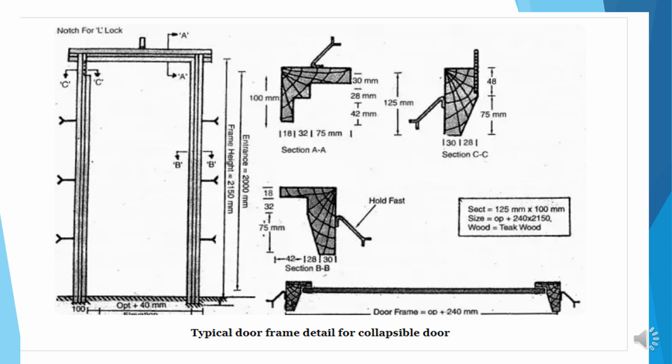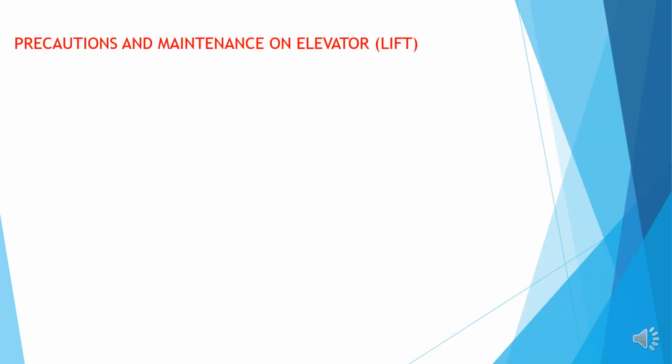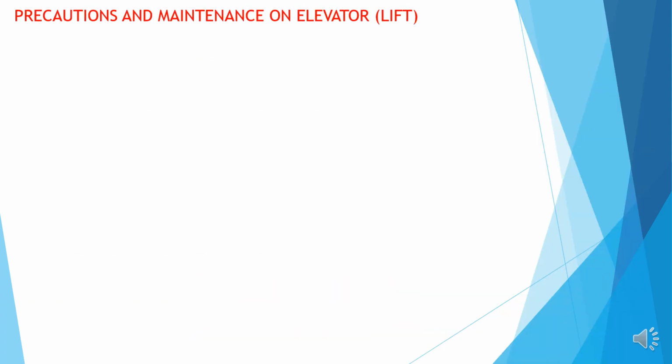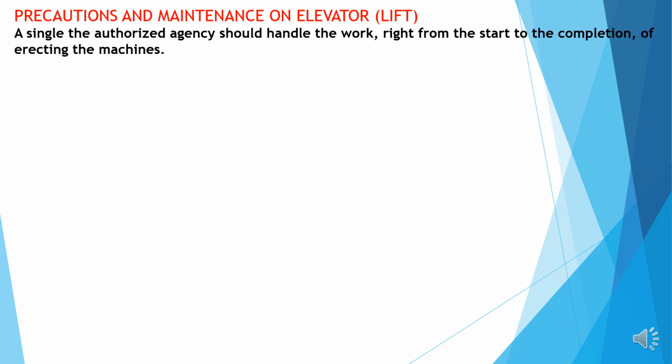See, this is the typical door from a collapsible door. Here you can see the notch for locks, hole for how it is to be fixed, door frame sizes, precautions, and all the maintenance has been shown in the drawing.